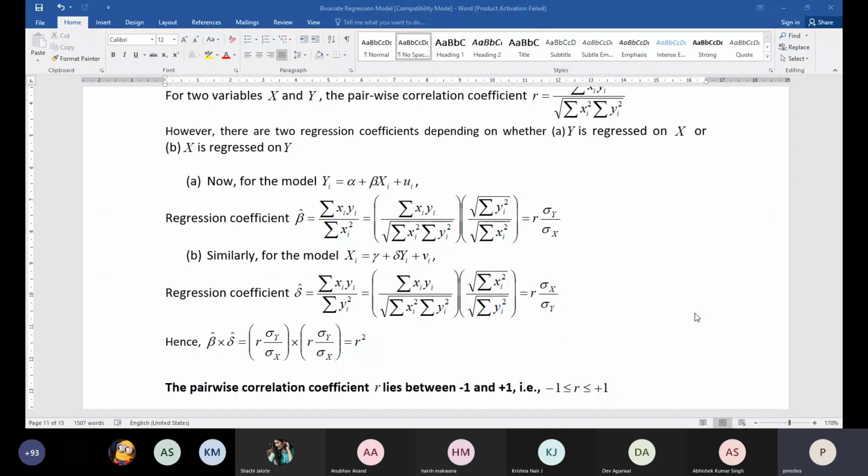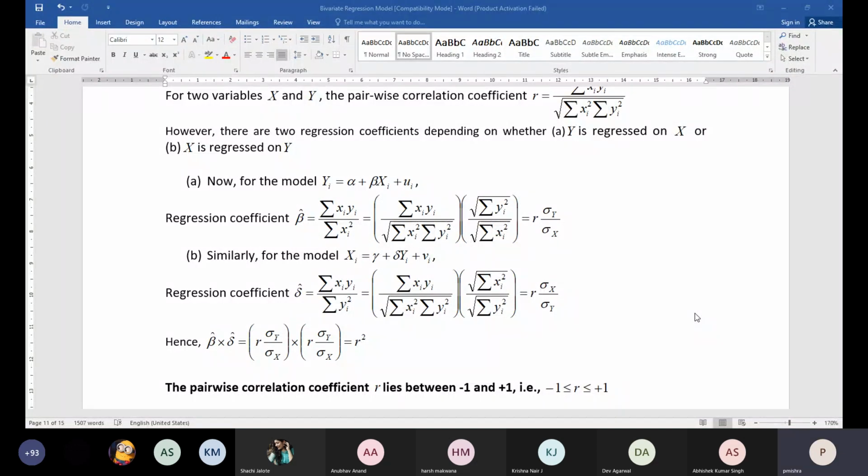And there will be two other components. One is sigma x, another one is sigma y. And if the pairwise correlation coefficient is negative, the slope coefficient will also be negative. If it is positive, the slope coefficient will also be positive. Because by definition, sigma y and sigma x, they are positive.